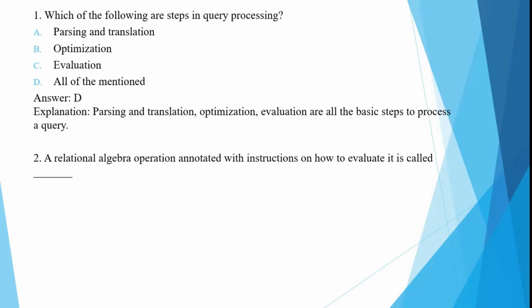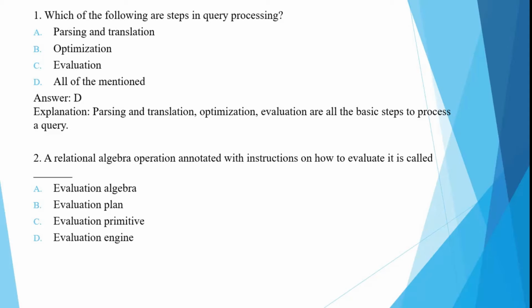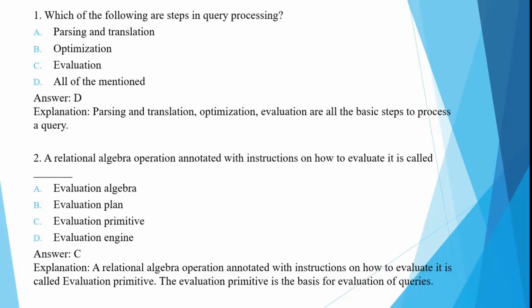Next one, a relational algebra operation annotated with instructions on how to evaluate it is called as dash. The options are evaluation algebra, evaluation plan, evaluation primitive, and the last one, evaluation engine. So the right answer is C: a relational algebra operation annotated with instructions on how to evaluate it is called an evaluation primitive. The evaluation primitive is the basis for evaluation of the queries.